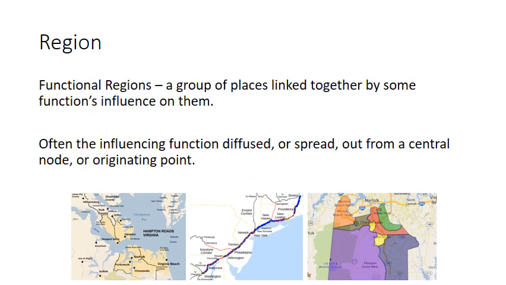Functional regions are groups of places linked together by some function's influence. For example, it could be the readership area of a particular newspaper or the viewing area of a particular TV station. And often the influencing function spreads out from a central node or origination point.